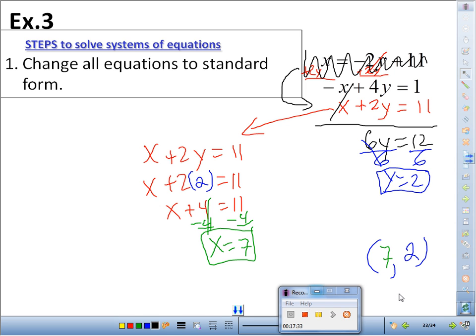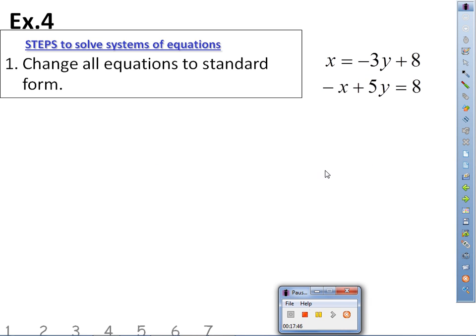Hands if you got that by yourself. Solution. Questions, comments, autographs? No? Okay. Copy this next one down. Example number 4, system: x equals negative 3y plus 8 and negative x plus 5y equals 8. See if you can do that one by yourself. Go.